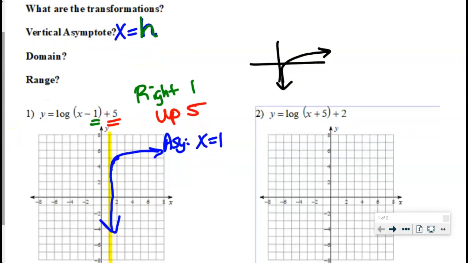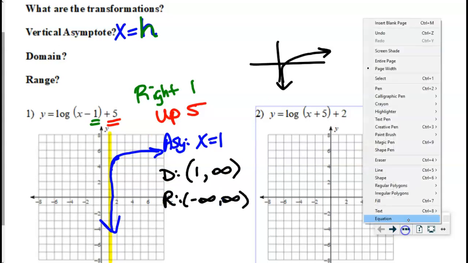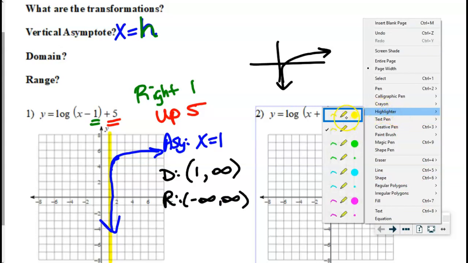So domain and range, old topics, but a new function. This is interesting because the domain is going to start at 1, but because it's got an asymptote at 1, it has a parenthesis. And this time the range is the one that goes forever, negative infinity to infinity. Remember, these are inverse functions to exponentials, so everything you know about exponentials, you've got to think reverse.